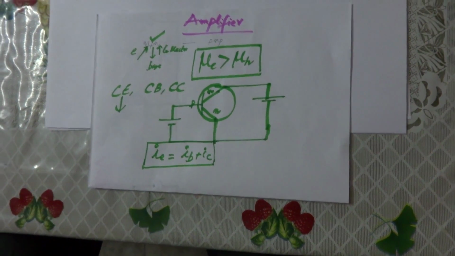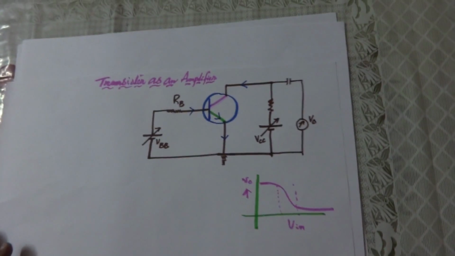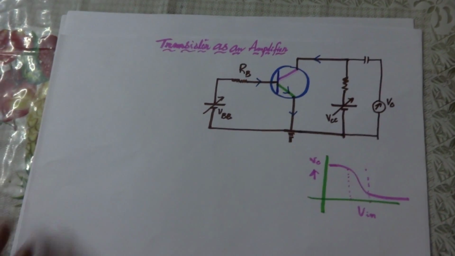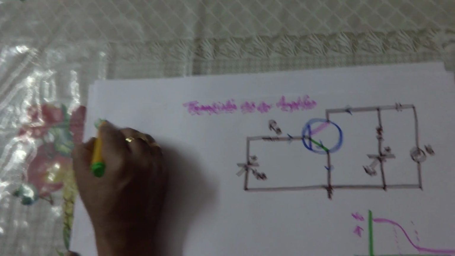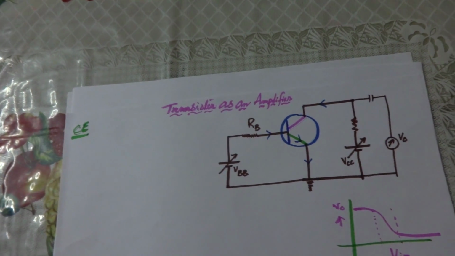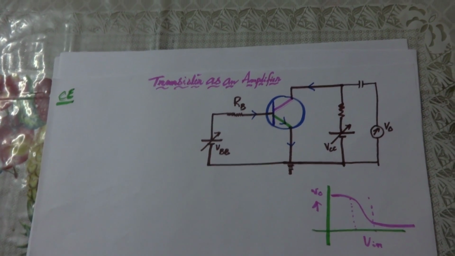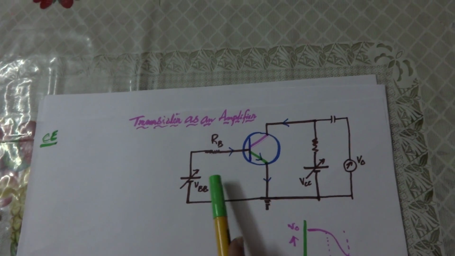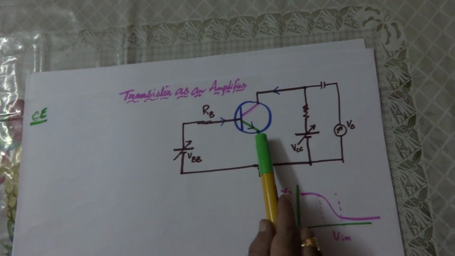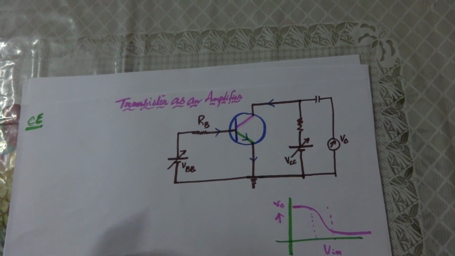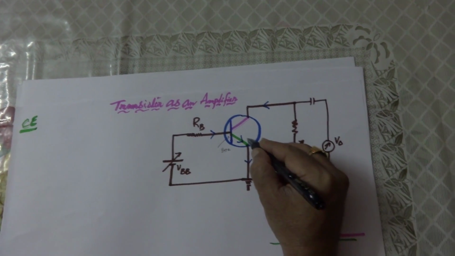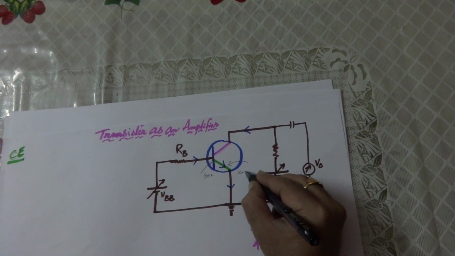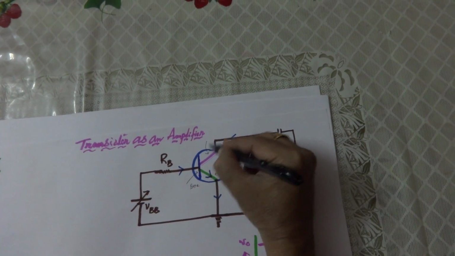Now let us see the circuit diagram of transistor as an amplifier. So as I told you, this is common emitter mode. See, common emitter means the emitter must be common to the input and the output. So here this is base, this is emitter and this is collector.